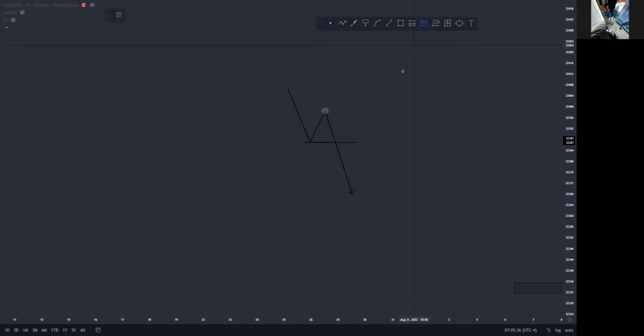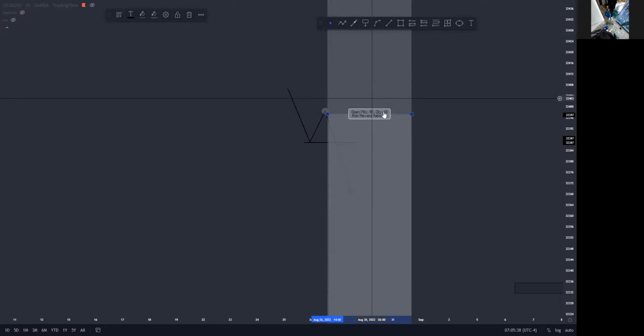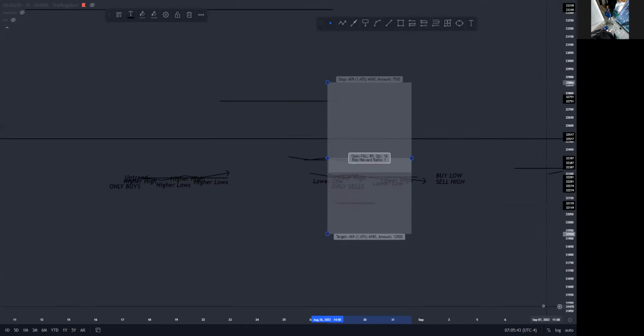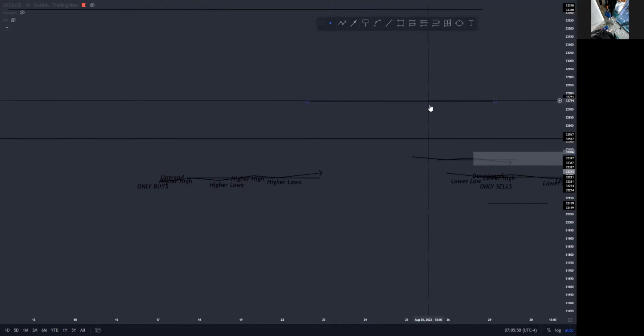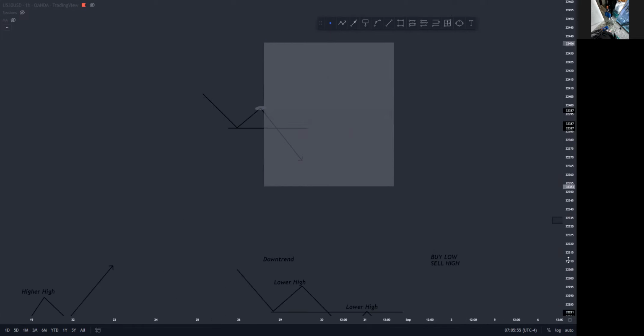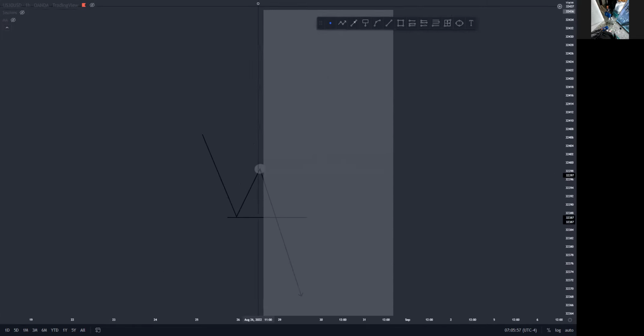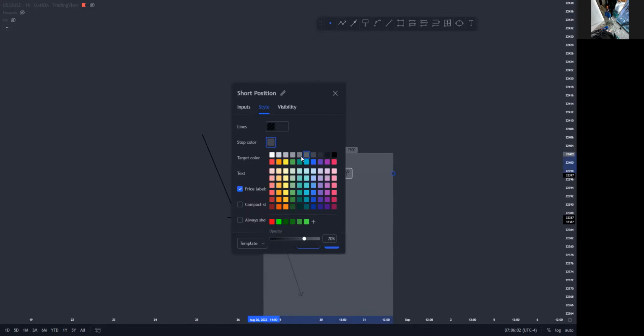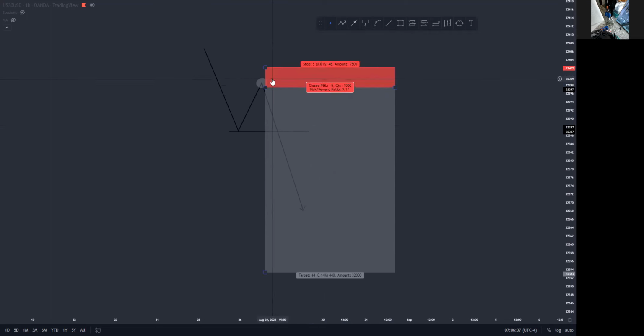And then how you would set this up, excuse me, how you would set this up is, can I get my thing back? You want to be looking for price, putting your stop loss above here. So let me go ahead and make these different. Let's make this red for the stop. You want to put your stop loss above previous structure and aim for the next low.